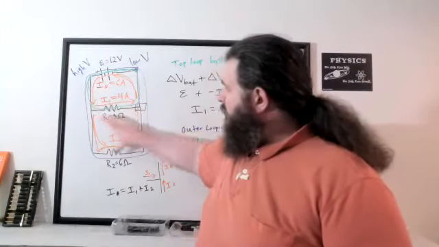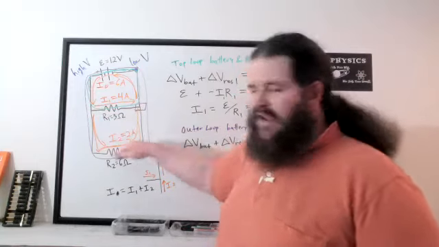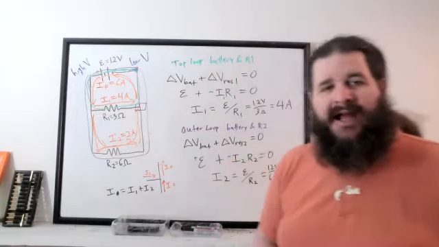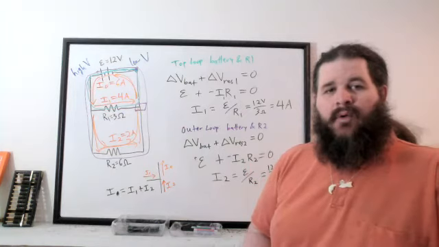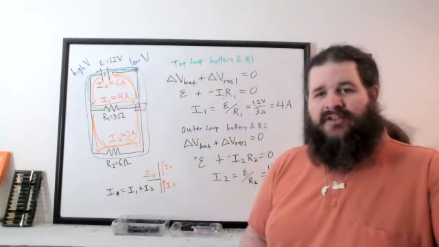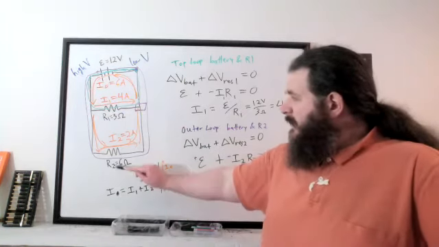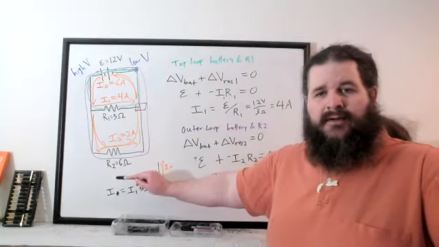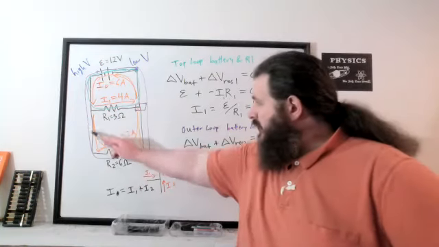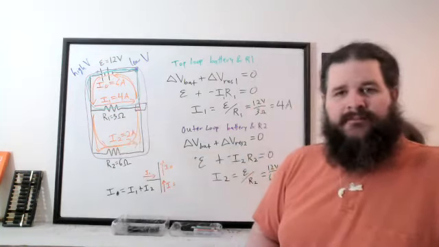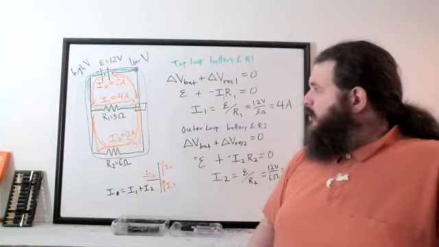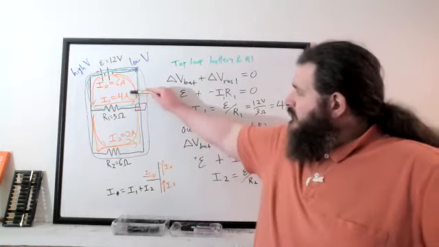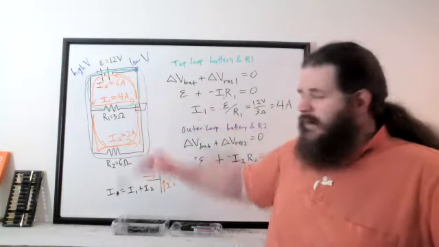If the current is able to split, if one of the paths has less resistance than the other path, then you will generally get more of the current going through the path with less resistance. But note that that doesn't mean the path with more resistance gets no current. The path with more resistance does get some current, it just gets less current. And also note the proportions here. How do these currents compare to each other, the 4 amps and the 2 amps?